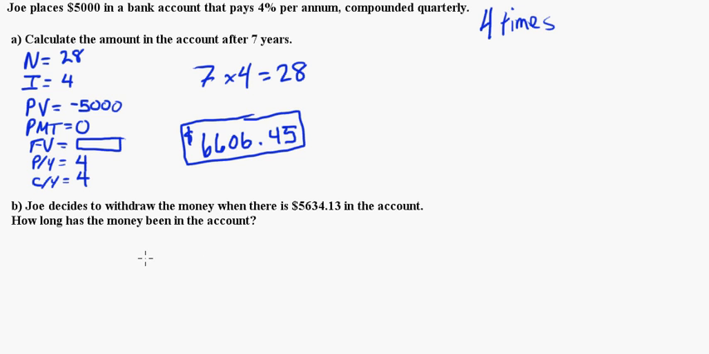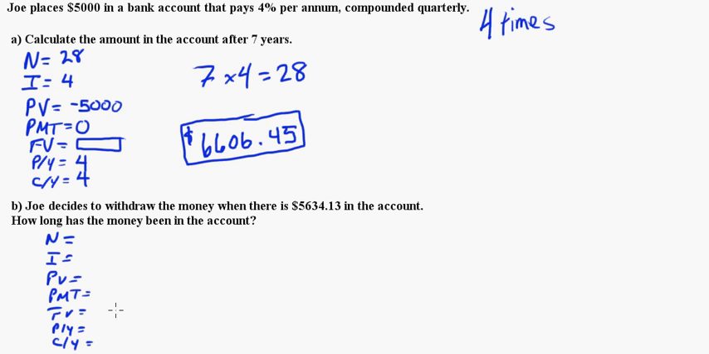This is where you kind of have to work backwards a little bit. Joe decides to withdraw the money when there is $5,634.13 in the account. How long has it been in the account? Okay, so we kind of have to work backwards here. So we have N, I, present value, payment, and then future value. So we actually know that. And then PY and CY.